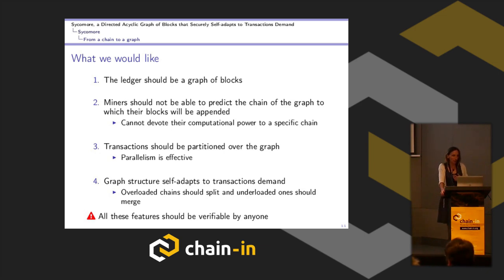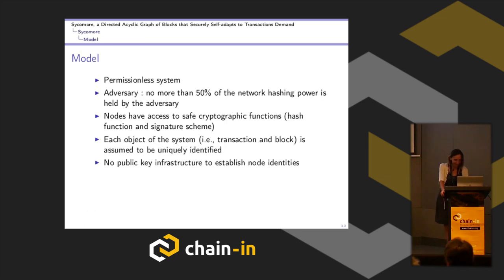And the fourth property we'd like is that the graph structure evolves according to transaction demand. So when there is a peak in transaction demand, the graph should grow dynamically. And when there is a drop in the transaction demand, the graph should drop in size dynamically. And of course, exactly as in Bitcoin, what we'd like is that all these features should be verifiable by anyone and at any time. Okay.